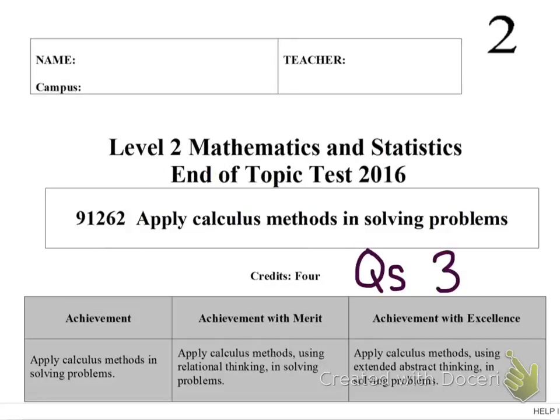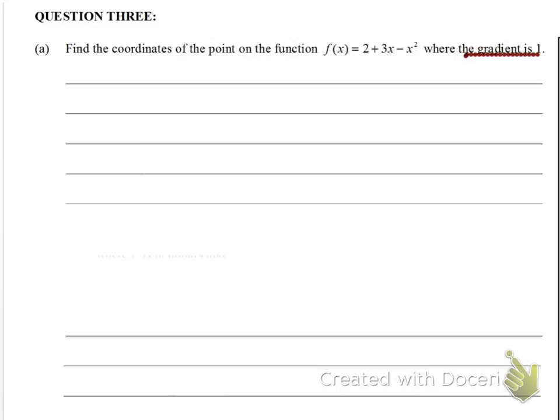Question 3. Here we are asked to find where the gradient is 1. Gradient should trigger that you differentiate. I've rearranged the equation here to put the x squared at the front. Now differentiate by multiplying by the power and reducing the power by 1.